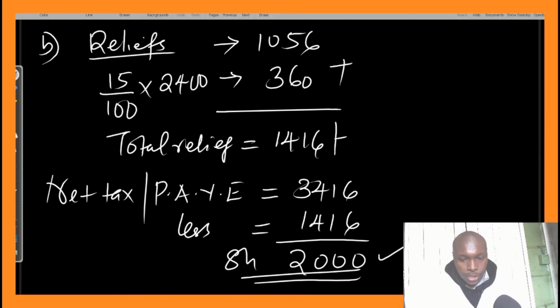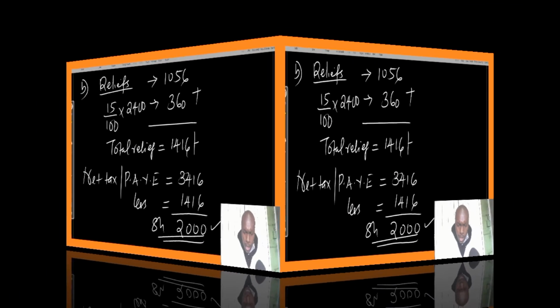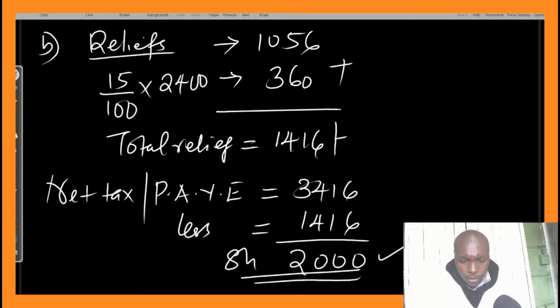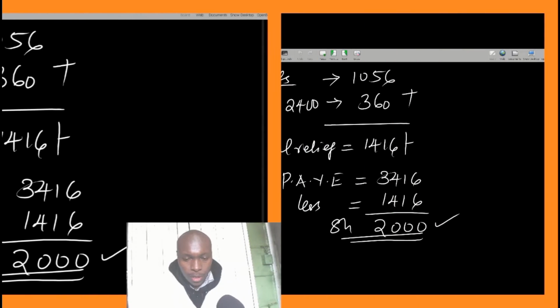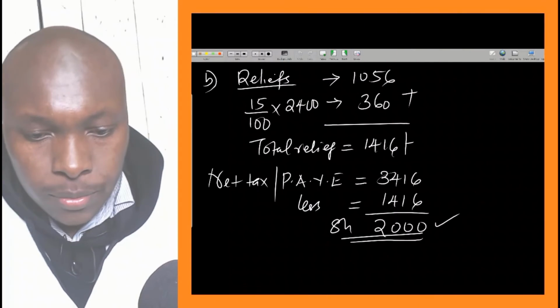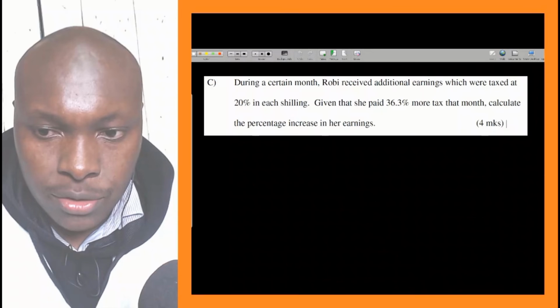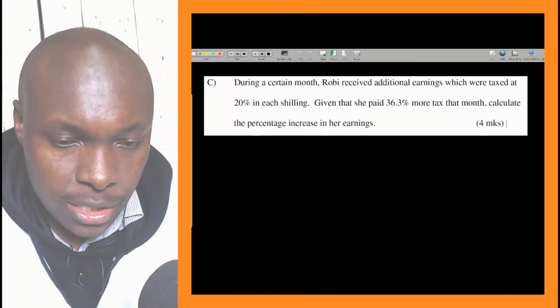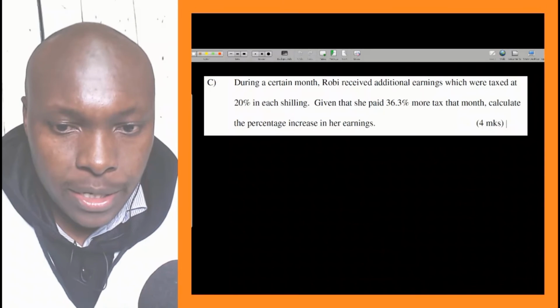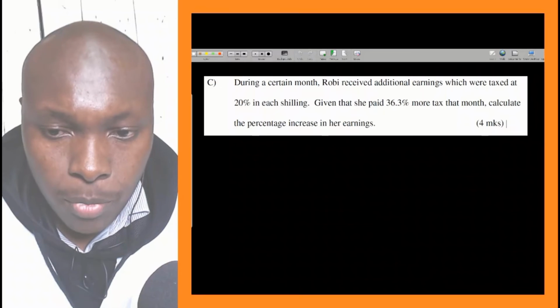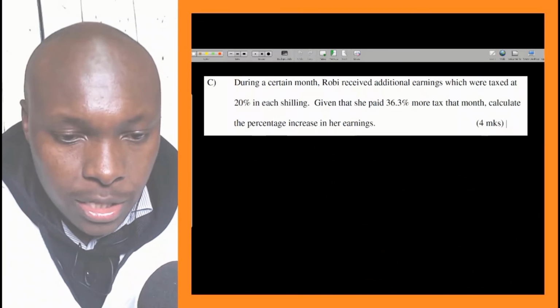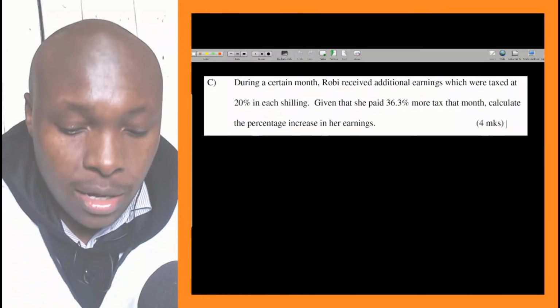Now we can proceed to the third part of the question, and the third part of the question was like this. During a certain month, Robbie received additional earnings which were taxed at 20% in each shilling. Given that she paid 36.3% more tax that month, calculate the percentage increase in her earnings.